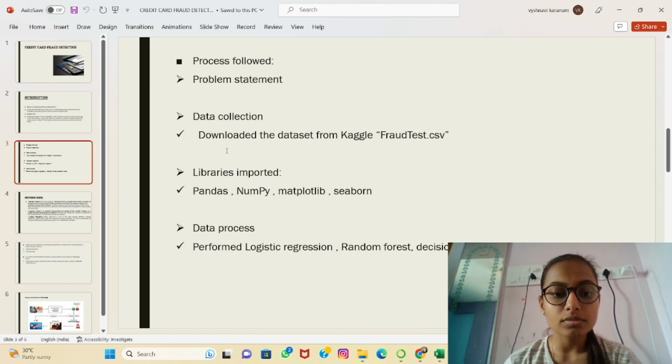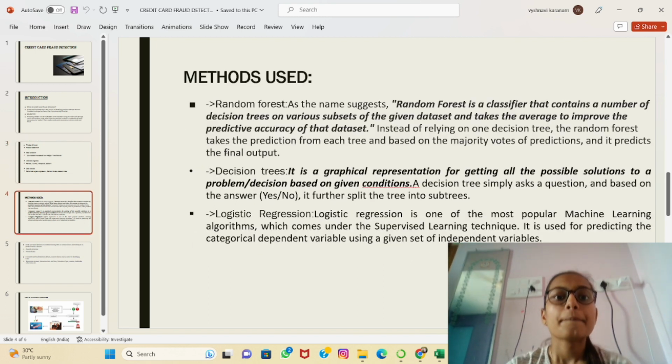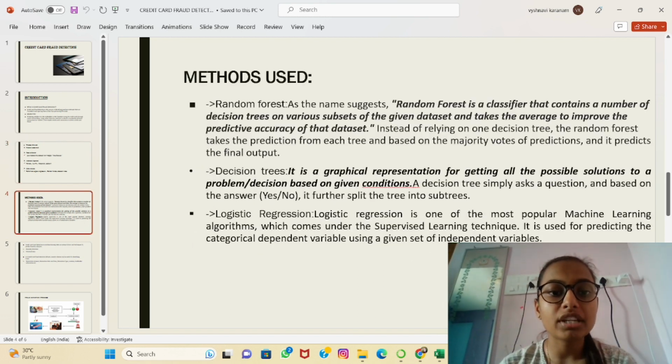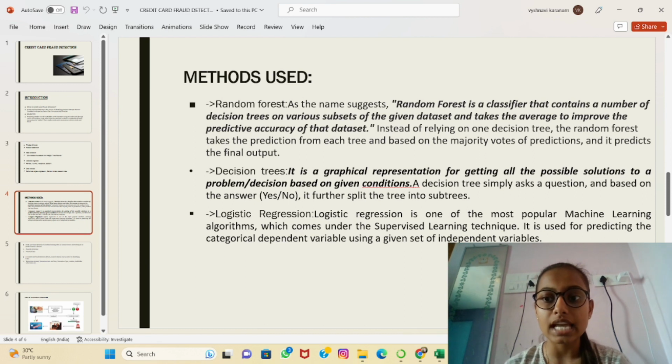The data pre-processing has been done using three algorithms: logistic regression, random forest, and decision trees. Let me explain briefly about random forest, decision trees, and logistic regression. Random forest, as the name suggests, is random. It is a classifier that contains a number of decision trees on various subsets of the given dataset and takes the average to improve the predictive accuracy of the data. It can also be said that a group of decision trees are combined to form a random forest.